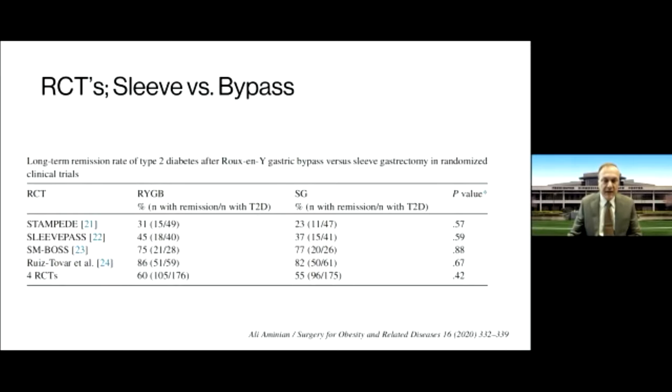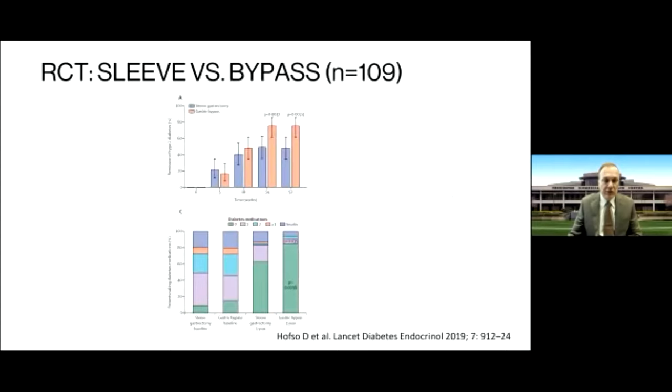Let's go to another study that was specifically designed to compare sleeve gastrectomy versus gastric bypass for diabetes remission. This is a study out of Norway, published just a couple years ago, very well designed study. And this is the remission rate outcome at 1 year or 52 weeks. And you can see that patients who had gastric bypass had nearly 80% remission, whereas those who had sleeve gastrectomy had about a 50% remission. This was a highly statistically significant difference.